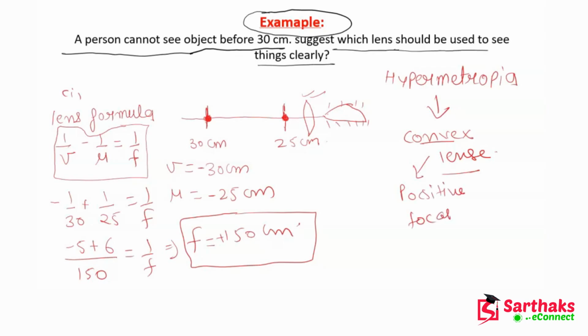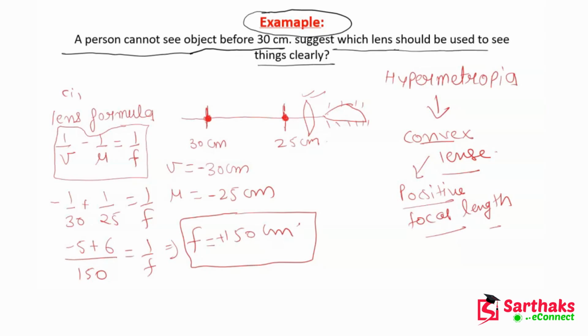Positive focal length. I hope you got this point, that a convex lens has positive focal length. This gives us the idea that the lens which we use to correct the hypermetropic eye is known as a convex lens. I hope this is clear to you.